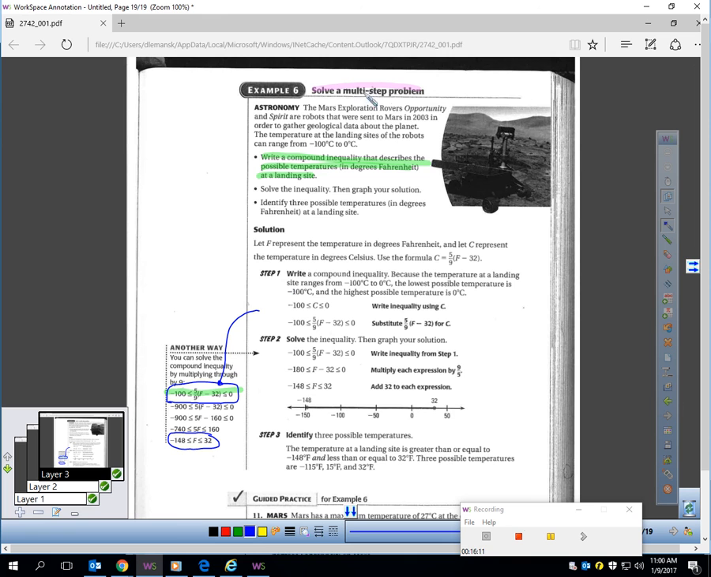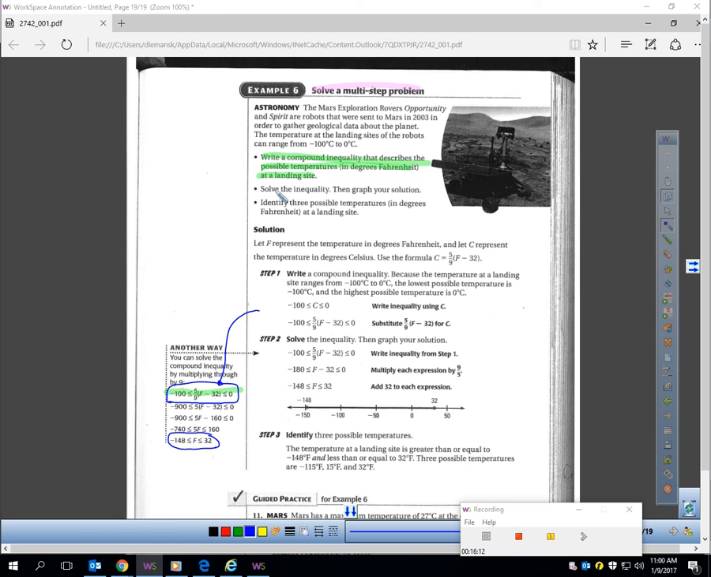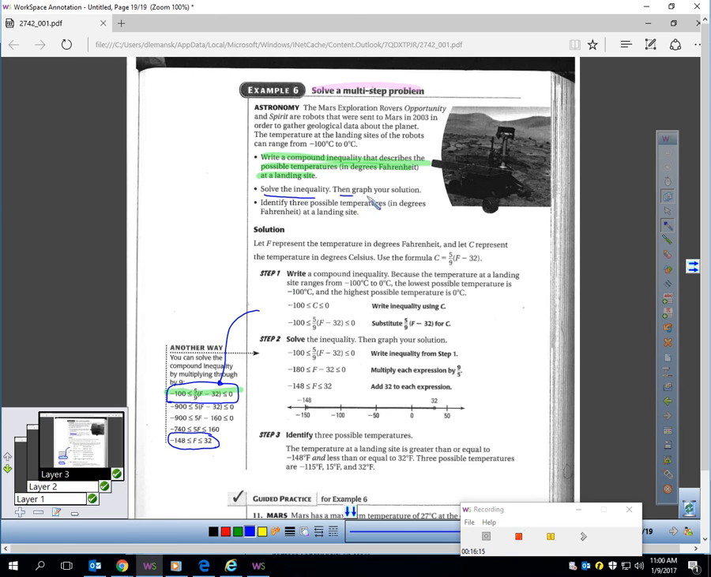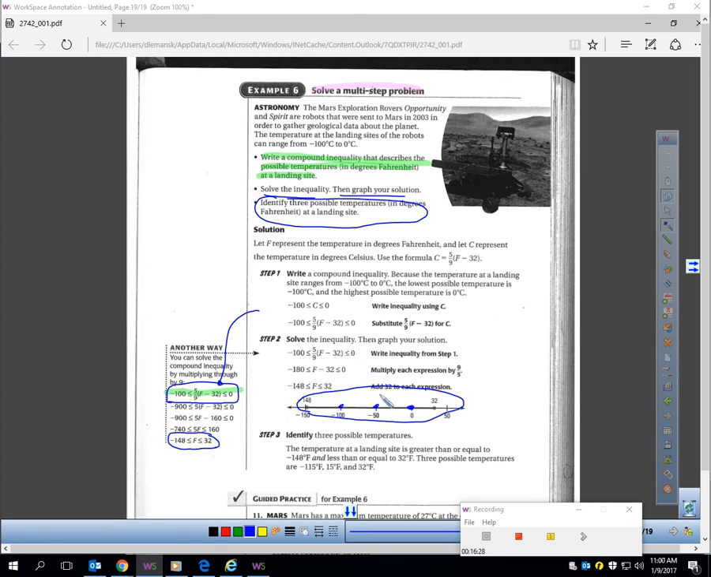So we will have to write our own inequalities and then solve the inequality, graph our solutions, and then they'd ask you, like, maybe identify 3 possible temperatures. When you look at the graph, if this is my solution set, I could say 0 degrees, -50, and -100 would be solutions because those are all in the solution set.